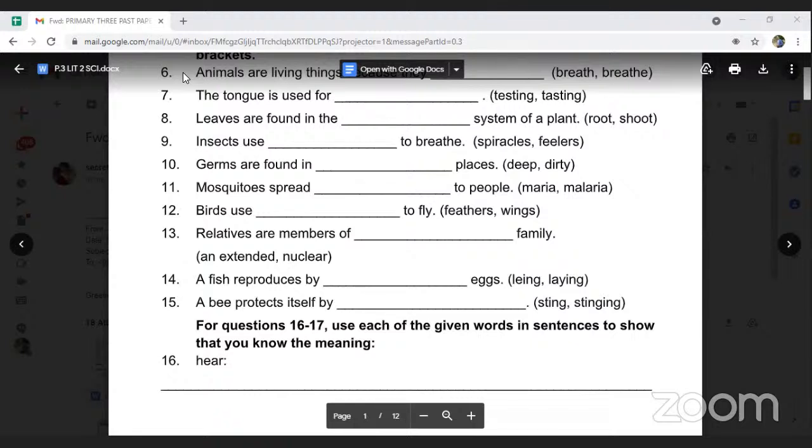Very good. Number 9. Number 9 says insects use dash to breathe. In brackets, spiracles, pillars. Which of the two is correct? What do insects use for breathing? Spiracles. Insects use spiracles.